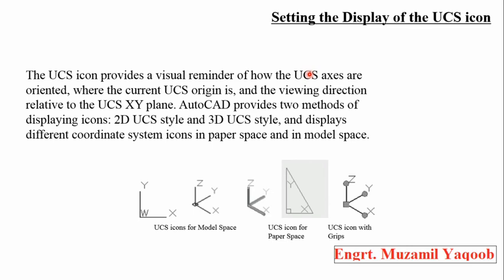AutoCAD provides 2 methods of displaying icons. The first is 2-dimension UCS style or 2D style, and the second is 3-dimension UCS style or 3D style, and displays different coordinate system icons in paper space or in model. Here in this picture you can see the UCS icon for model space and UCS icon for paper space, and the last one is UCS icons with grips.